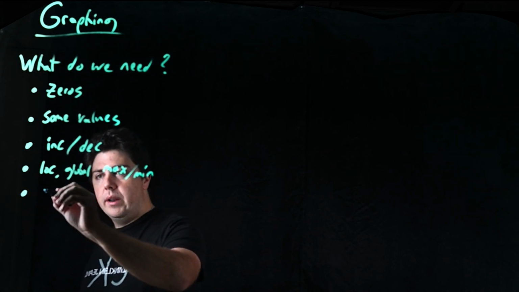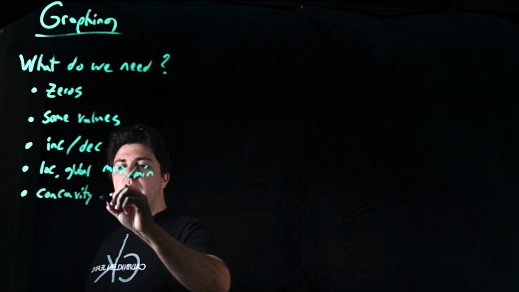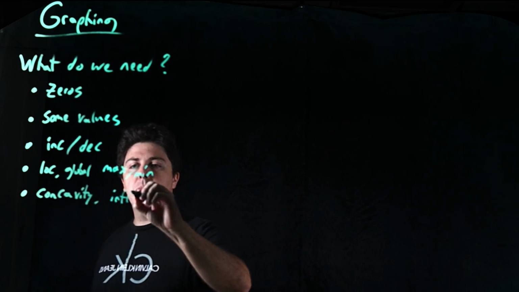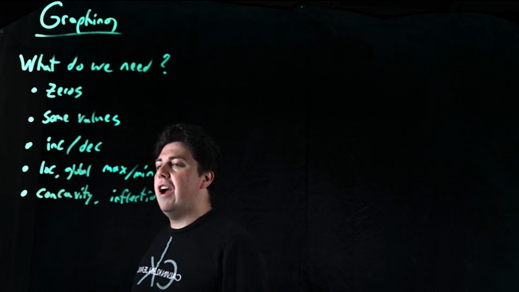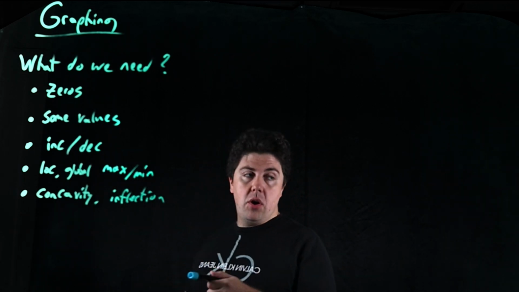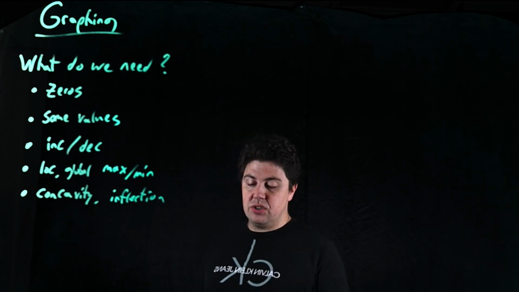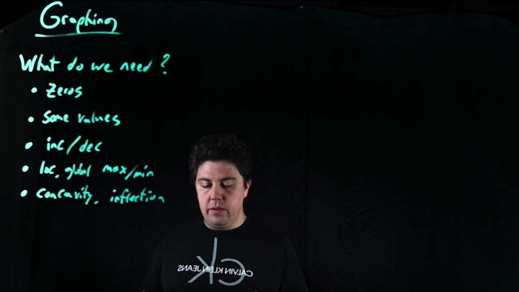We're also going to want concavity and inflection. To make the graph look right, we mentioned this before, we want to know when it's concave up and concave down and at what points the concavity changes. So of course that has to do with finding the second derivative.